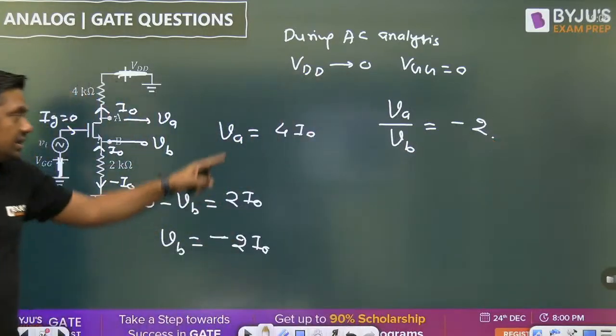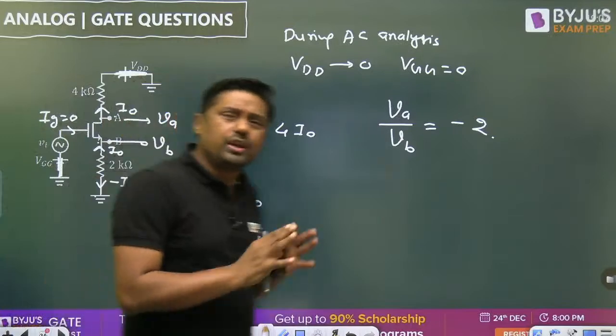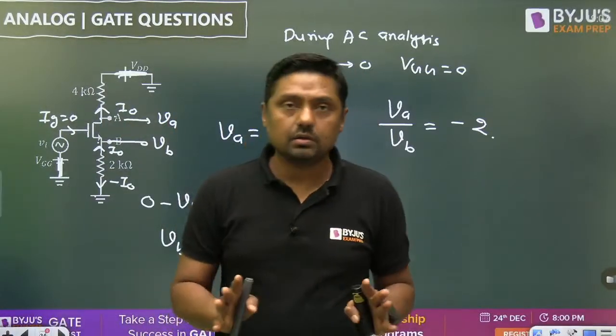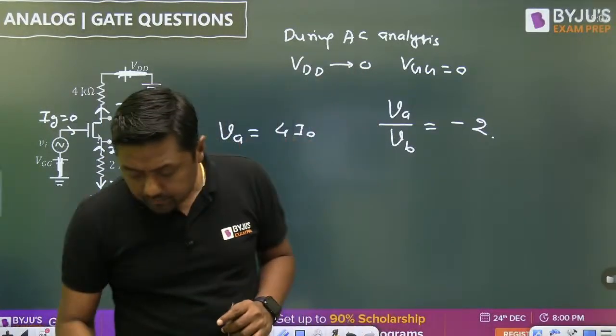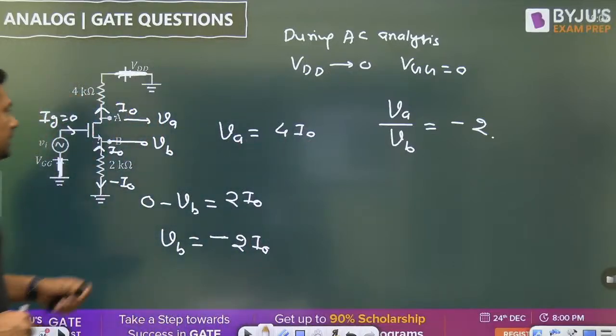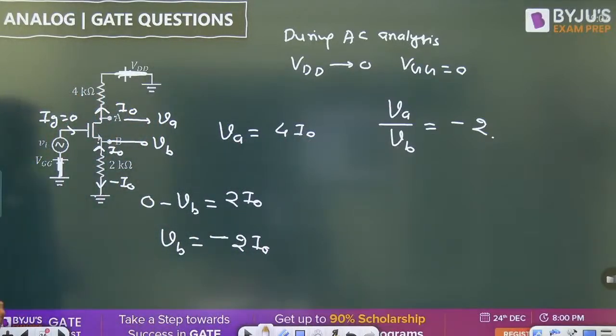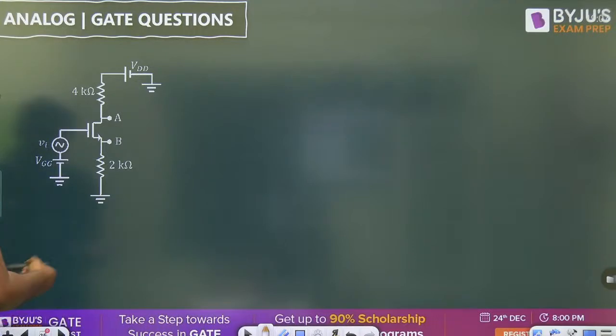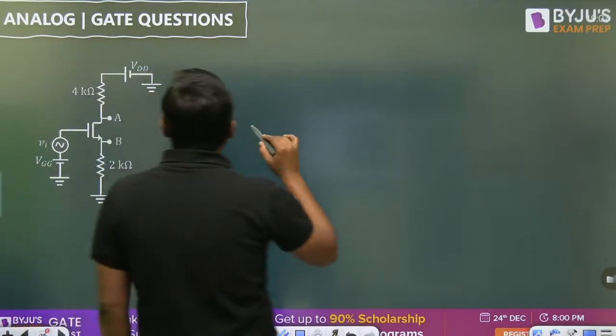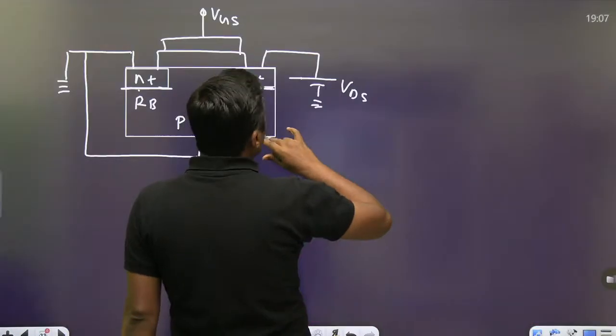Divide these two equations, it will become minus 2. No need to draw a small signal. Okay guys, this is clear. This point is clear. If suppose you want to draw the small signal, again no problem. You want to draw the small signal, remember one thing, R0 is not given.